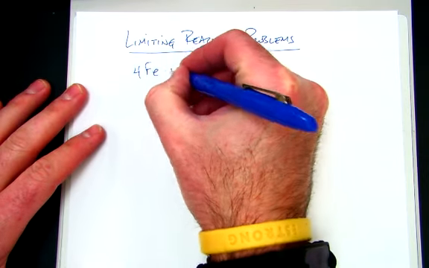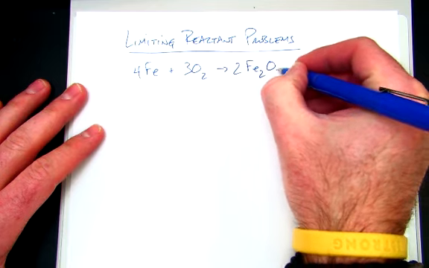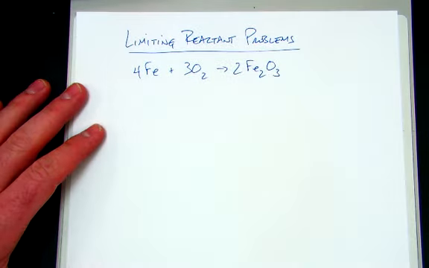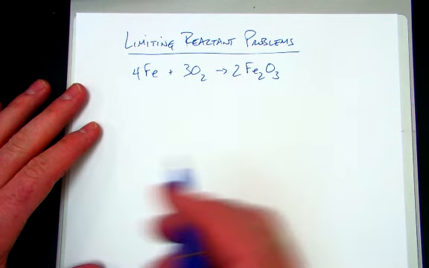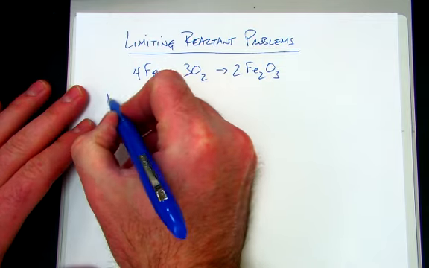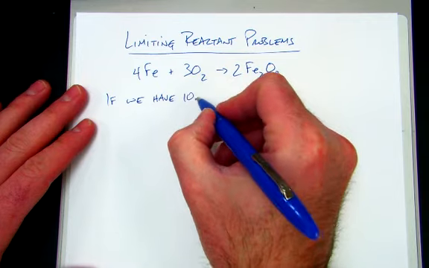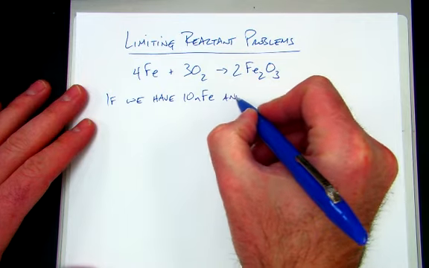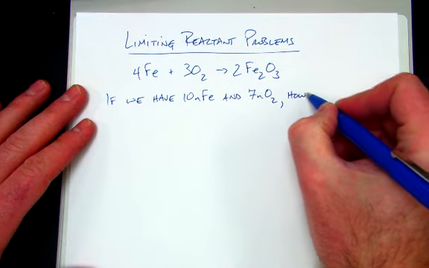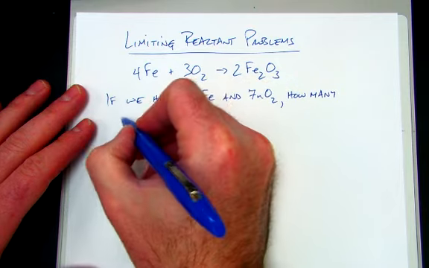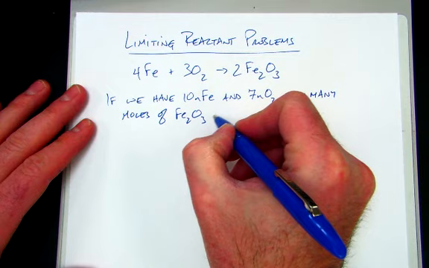4Fe plus 3O2 gives you 2Fe2O3. So we have our balanced equation, and here's our problem. If we have 10 moles of Fe and 7 moles of O2, how many moles of Fe2O3 can be made?